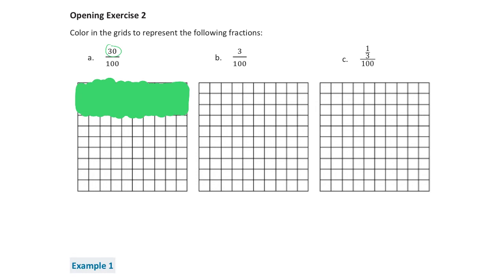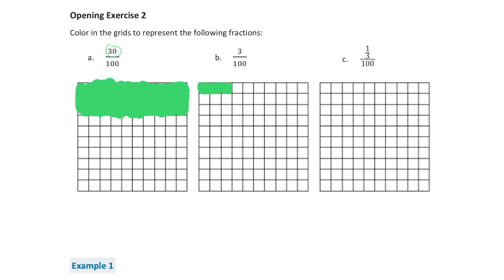All right, now we have 3 out of 100. Well, 3 out of 100 means we're only going to color in how many squares? Well, 3. So here we have 1, 2, 3. Okay, and then C. Ooh, this one's tricky.